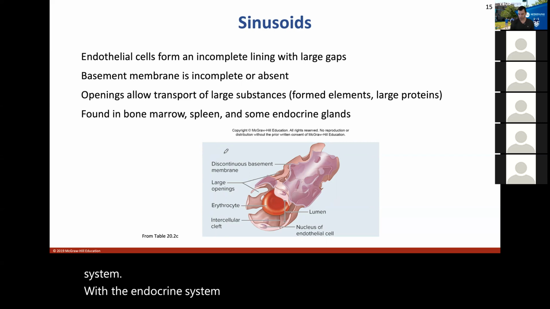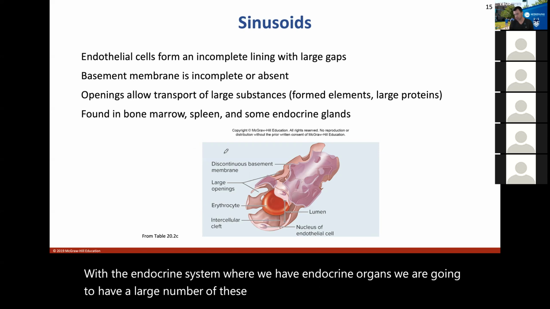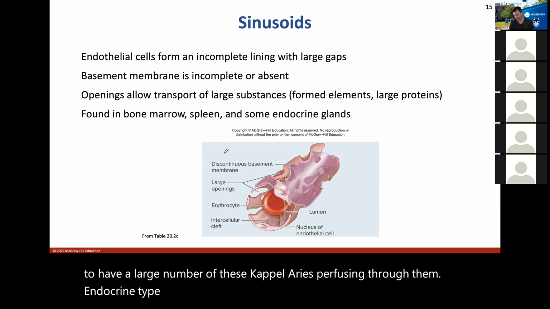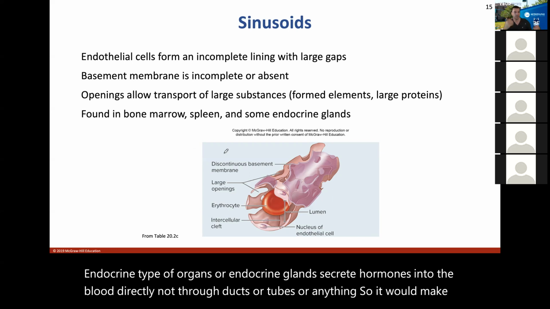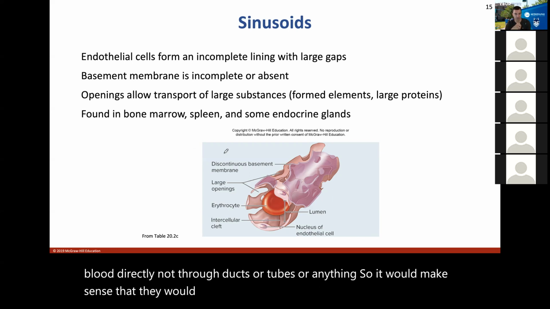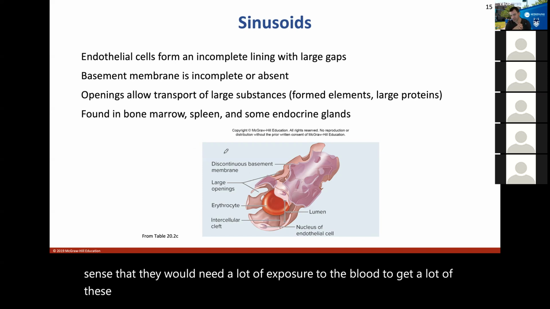Where we have endocrine organs, we are going to have a large number of these capillaries perfusing through them. Endocrine organs or glands secrete hormones into the blood directly, not through ducts or tubes. So it would make sense that they would need a lot of exposure to the blood to get a lot of these big molecules out into the blood.